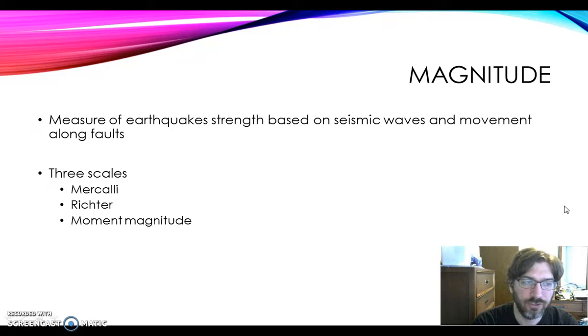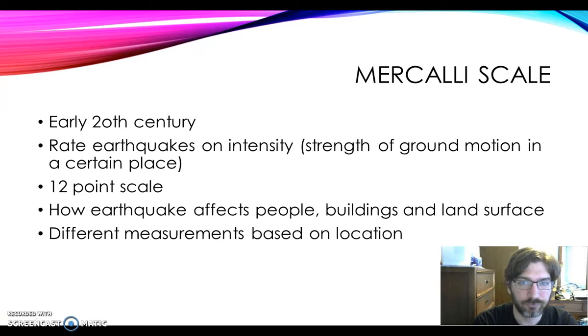There are 3 scales that have been used in the past. Currently we mostly just use the moment magnitude scale, but we do have the Mercalli scale and we do have the Richter scale as well. So let's take a look at each of those. Let's start with the most rudimentary of scales, the Mercalli scale. This was used years ago, in the early 20th century, so early 1900s. And basically it was to use a rating scale to rate earthquakes based on intensity.